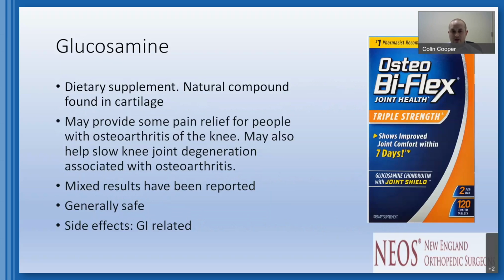Glucosamine is an over-the-counter supplement, which is a natural compound found in cartilage. It's a pill you can take daily. If you've ever heard of Osteo Bi-Flex, that's a trademark name for glucosamine, and it may provide relief for patients with osteoarthritis, and it may even help slow the degenerative process. Some studies have reported fairly good results, other studies not so good, but in general, it's a safe, low-cost medication with a low risk of side effects, usually gastrointestinal-related. So I look at it as something that may potentially help and not have much downside to try if you're having significant joint pain.